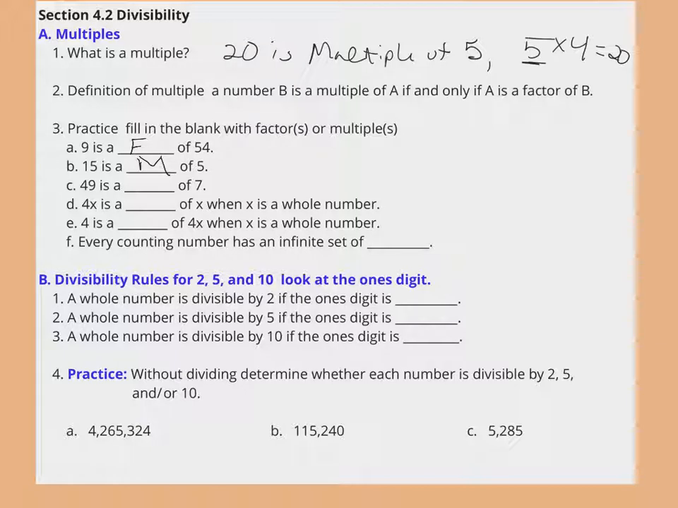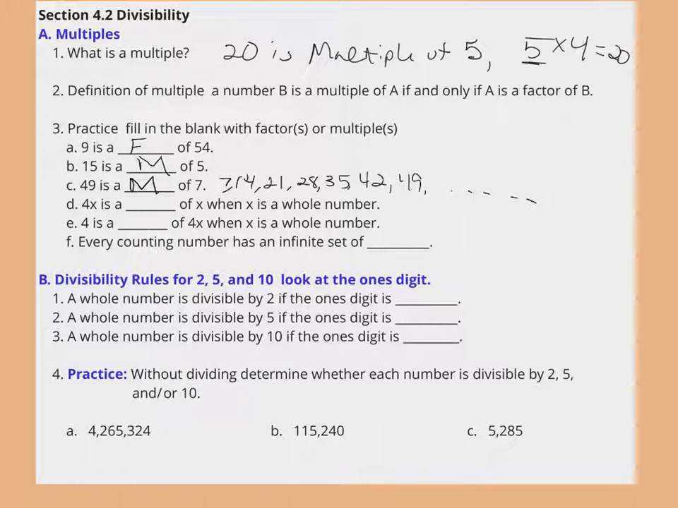49 is bigger than 7, so I know that 7 times a number will give me 49, so I could say that 49 is a multiple of 7. If I listed out my multiples of 7, I would have 7 times 1, 7 times 2, 7 times 3, 7 times 4, 7 times 5, 7 times 6, 7 times 7, and it keeps on going. So I could see that 49 is in that listing of multiples. The next 2 are a little bit tricky.